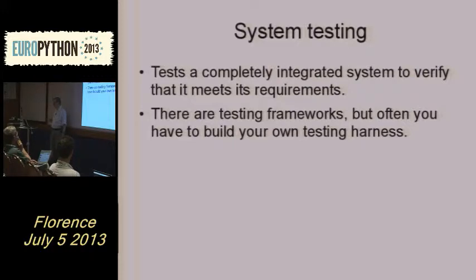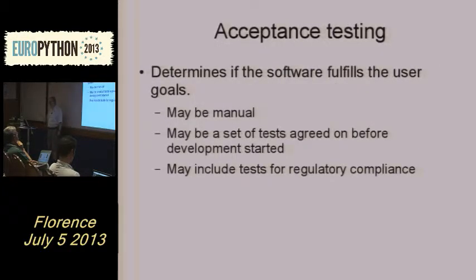System testing, as I said, tests a completely integrated system to see that it meets its requirements. And here we're talking about the user's needs rather than just the requirements specification. There are testing frameworks for system testing, but very often you have to do a lot of work on building your own setup for doing the system testing. Acceptance testing is about the user accepting the software as it is. Does it actually solve the user's problem or not?